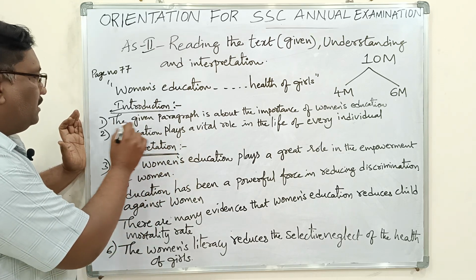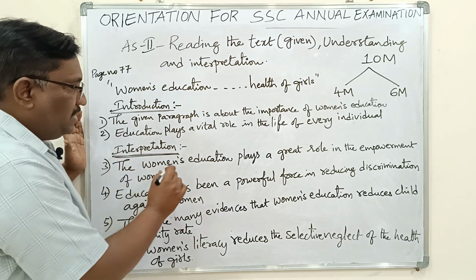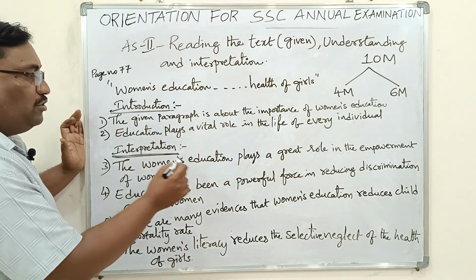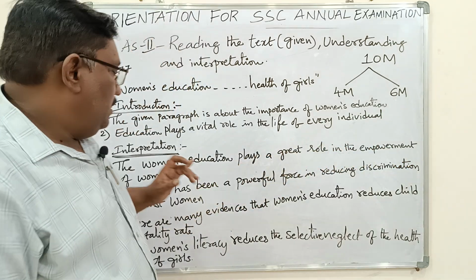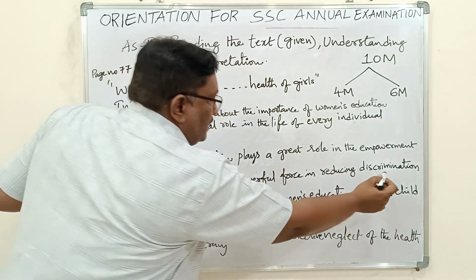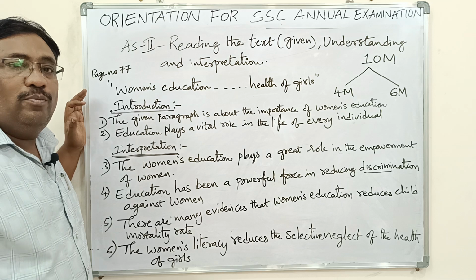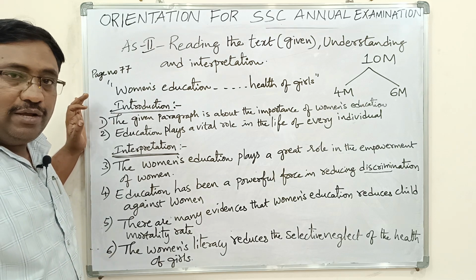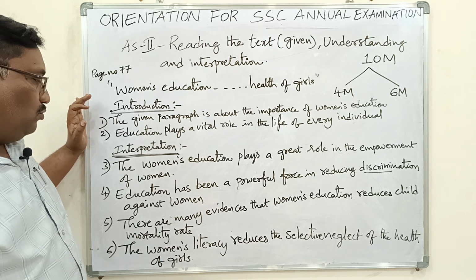I have written the introduction in 2 points. Now, from the third point, I am beginning. Women's education plays a great role in the empowerment of women. Next, education has been a powerful force in reducing discrimination against women. When women get educated, they will be the decision makers in the family. Economically, they will be free to take decisions in the family. They are very ready to do so.